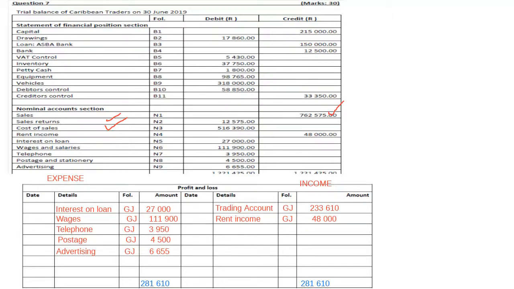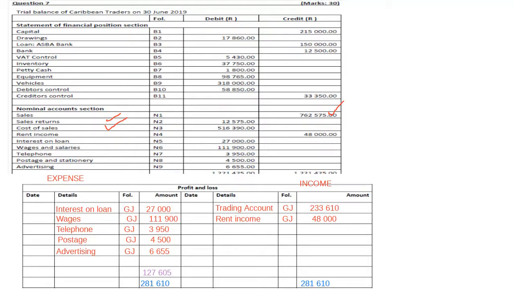So what is the difference between the sides? The difference, like Cherry said, will be our profit. So please, the difference between the sides, guys, let's see. Already I've got the difference, guys, here. But you can do it. You just have to say 281,610 minus everything here, minus 27, minus 111, minus 3950, minus 4,500, minus 6655. Okay, so when you minus what I found here, I found the difference of, correct me if I'm wrong, 127,605. Please double check my auditors.